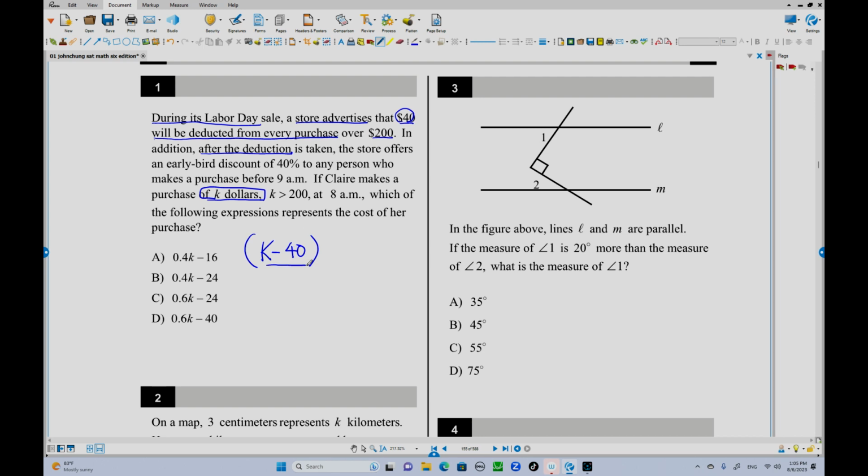After deduction to this amount, the store offers an early bird discount of 40% off. It's going to be 1 minus 0.4, that is 40% off, which is 0.60. That is our final price. So 0.6 times K, and 40 times 0.6 is 24. That is the final price. So choice C is the answer.